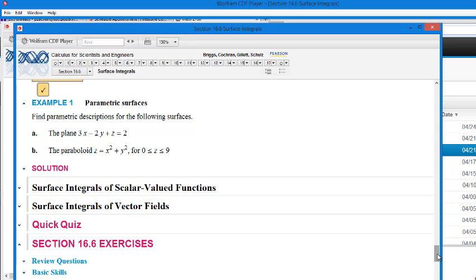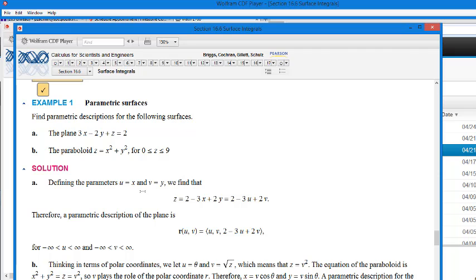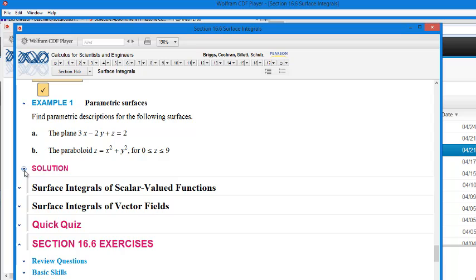Find parametric descriptions for the following surfaces. A plane, 3x minus 2y plus z equals 2. I mean, what do you do? Let's take a look. Oh, well, they say let u equal x and let v equal y. Let's take that hint and see what happens now. All right? So if I do that, so I would write 3u minus 2v, right? This is example 1.